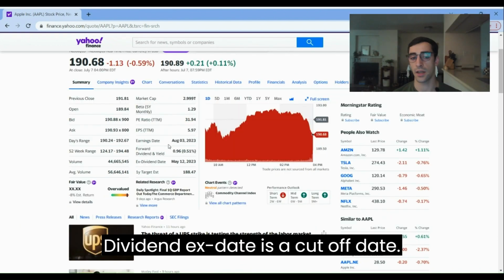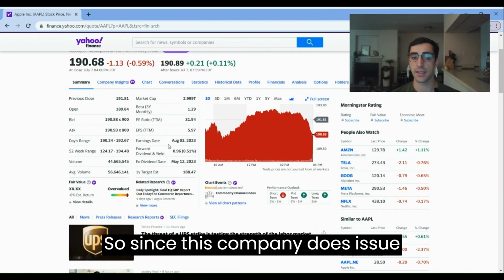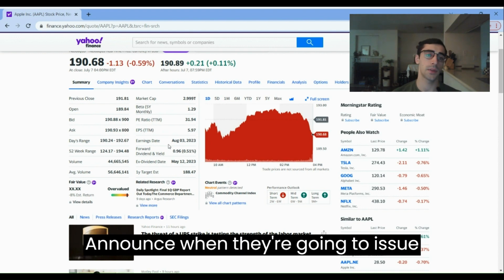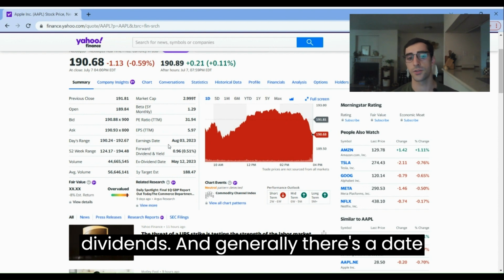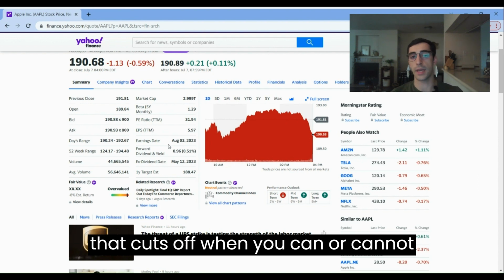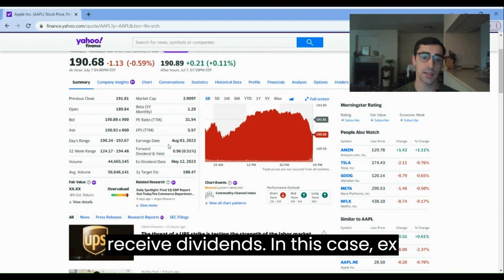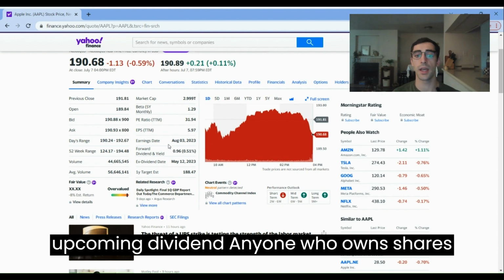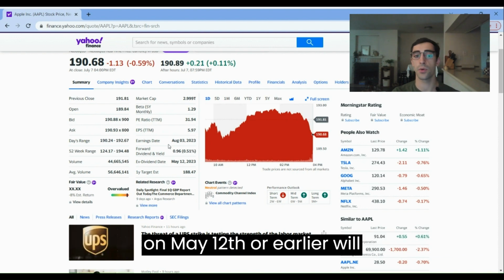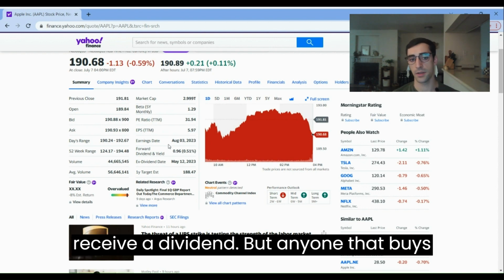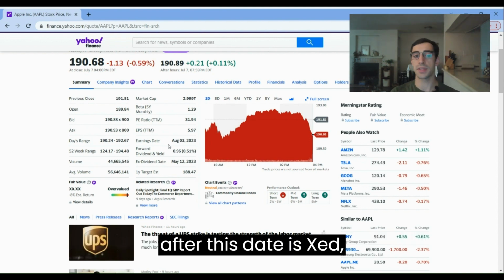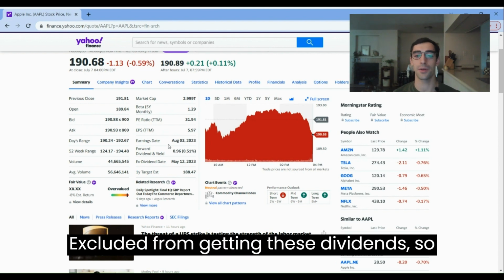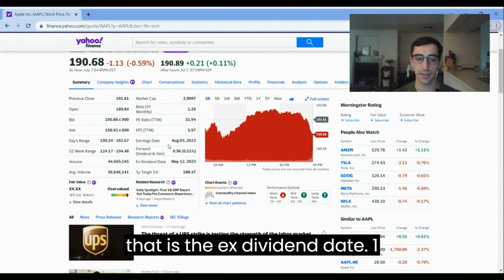Next, the ex-dividend date is a cutoff date. Since this company does issue dividends, they announce when they're going to issue dividends, and generally there's a date that cuts off when you can or cannot receive dividends. In this case, ex-dividend date May 12th means for their upcoming dividend, anyone who owns shares on May 12th or earlier will receive a dividend. But anyone that buys after this date is X'd out, I guess you could say, excluded from getting these dividends. So that is the ex-dividend date.